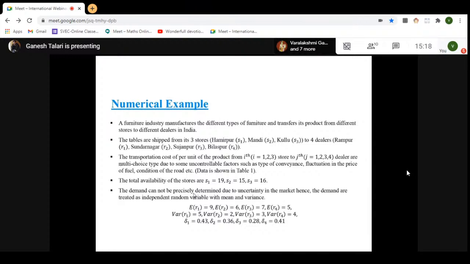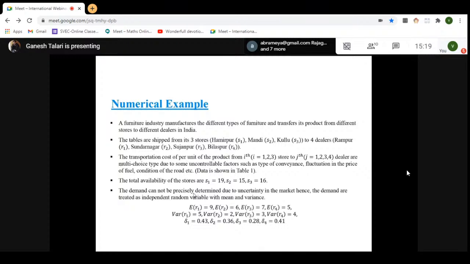Okay, so there are three origin locations, that is Hamirpur, Mandi and Kullu, and then four dealers, that is Rampur, Sundarnagar, Sujanpur and Bilaspur. These are all locations of Himachal Pradesh where the furniture is transported, from Hamirpur to Rampur, Hamirpur to Sundarnagar, Hamirpur to Sujanpur and Hamirpur to Bilaspur, like that. Then a combination will come into the picture. So for the transportation cost, there are multiple choices and some uncontrollable factors such as convenience, fluctuations in the price of fuel, conditions of the road, etc. Based on that, I have considered the cost to be multi-choice.